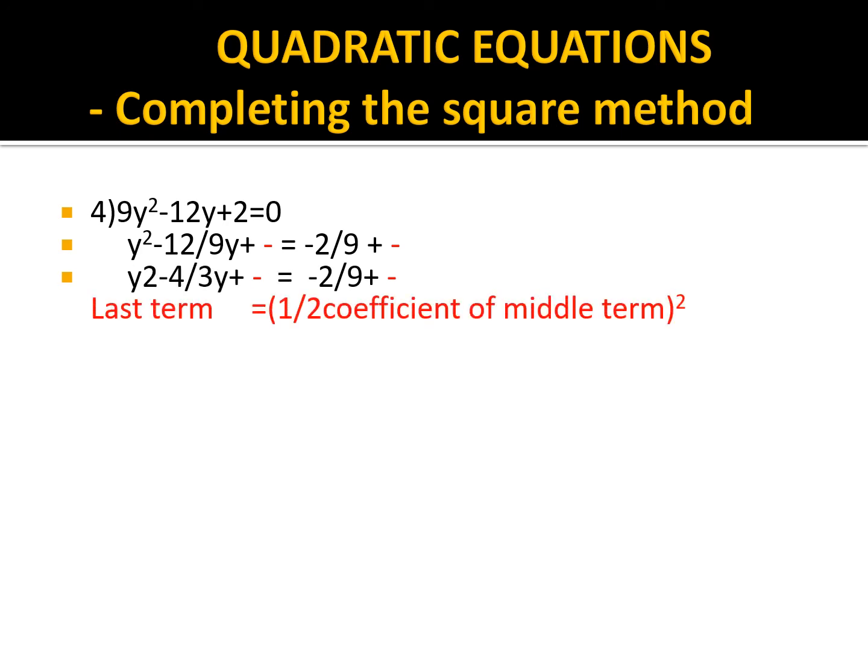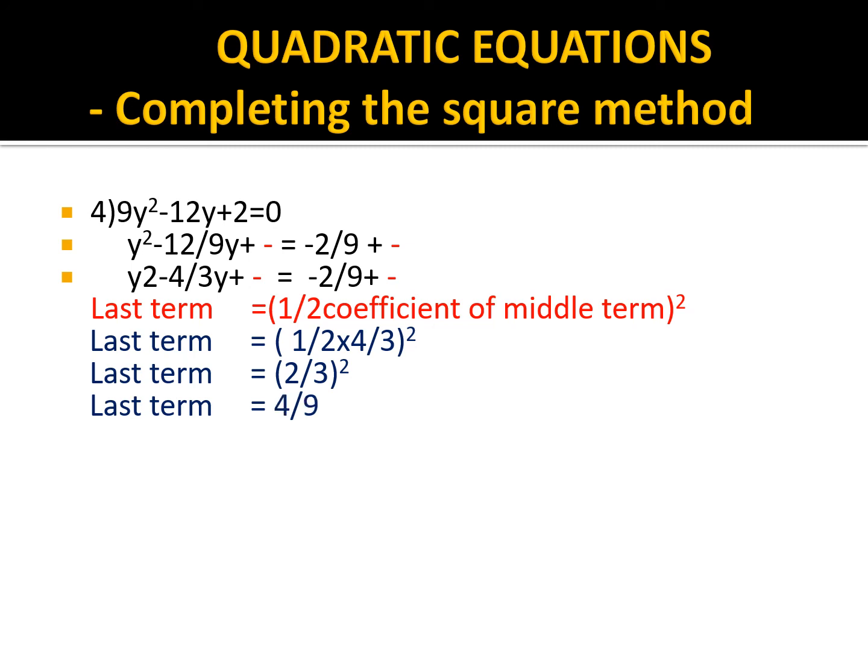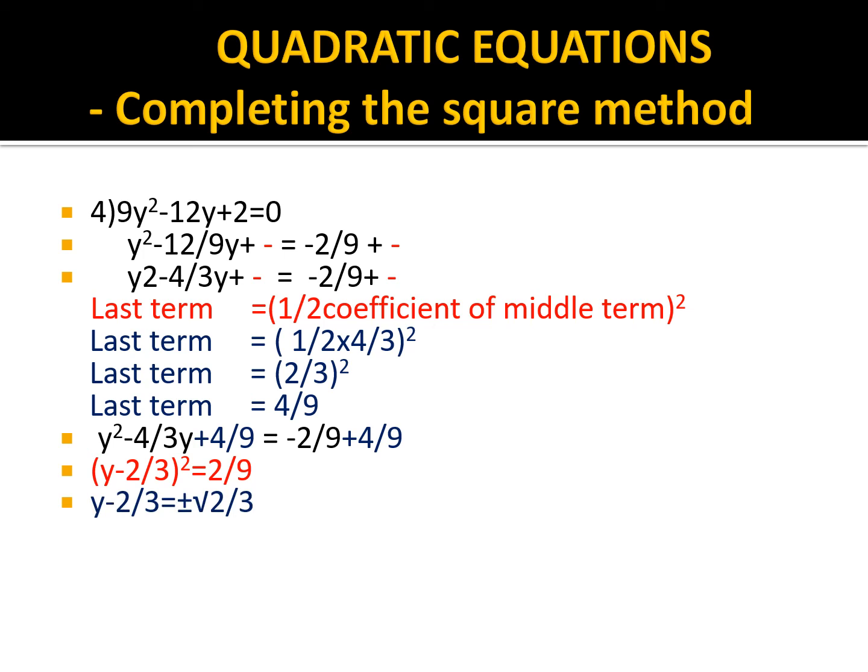Therefore, the last term is equal to half the coefficient of the middle term, the whole square. So, half of 4 upon 3 is equal to 2 upon 3. And the square of that is 4 upon 9. Hence, we add 4 upon 9 to both the sides. When we do this, we get this given equation. Hence, it is a complete square of the number: y minus 2 upon 3, the whole square, is equal to 2 upon 9. Now, we will find the square root on both the sides, which gives us y minus 2 upon 3 is equal to plus or minus root 2 upon 3.